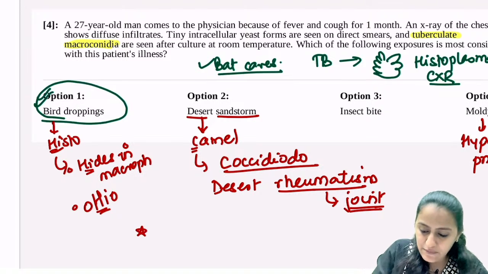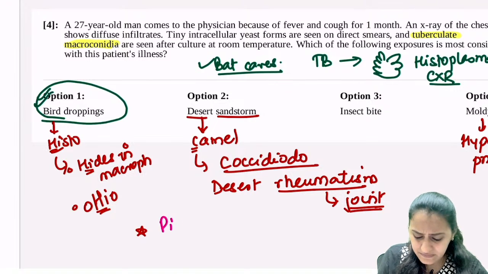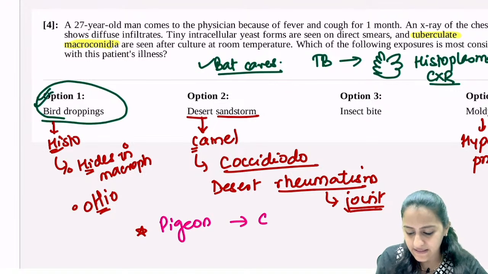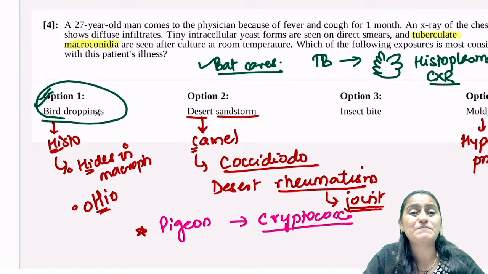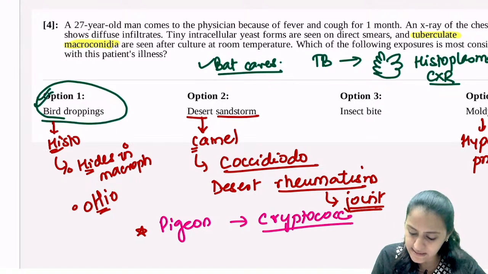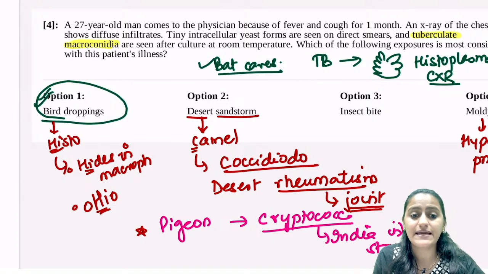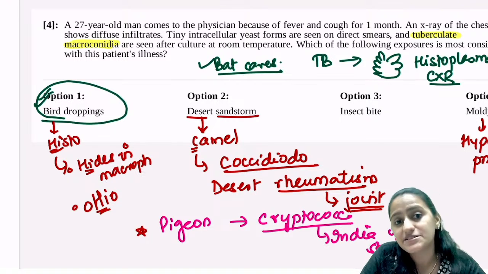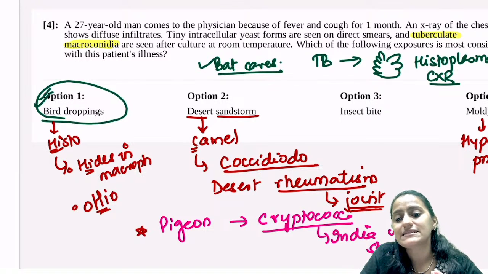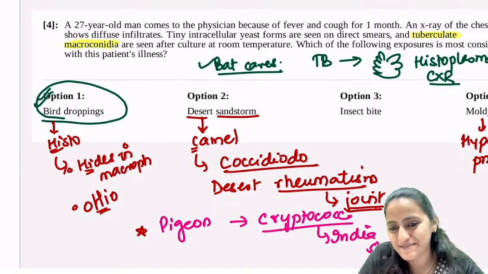And specifically when the question mentions pigeon droppings, then you have to think of cryptococcosis. Okay, remember pigeon droppings is cryptococcosis, जिसके लिए हम use करते हैं India ink stain. Okay, India ink stain is used because Cryptococcus is a capsulated yeast form. Okay, it's a negative stain for the capsule. So capsulated yeast is Cryptococcus. Okay, that is Cryptococcus. Very good.